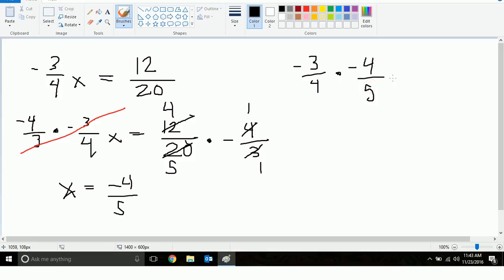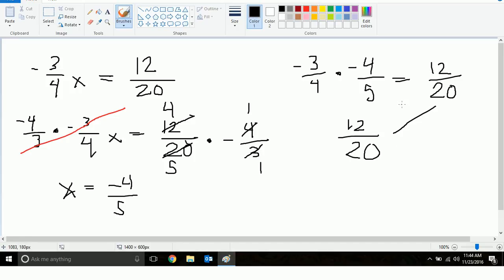Make sure that that equals 12 over 20. Okay, so the negative 3 times the negative 4 does give us positive 12. 4 times 5 gives us 20. Yeah, looks like it's the same. We don't even have to pull it down. 12 over 20 equals 12 over 20.